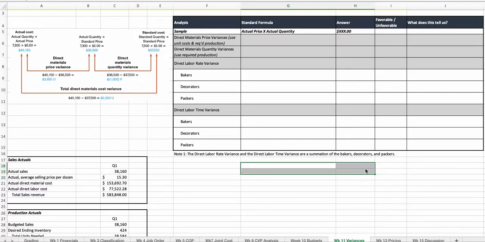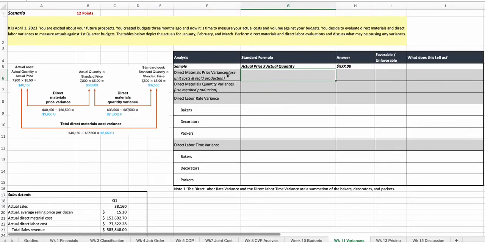All right, let's go ahead and get started. With your direct materials price variance, go ahead and go back to your textbook to see what the formula was for that. While you do that, I'm going to start typing it in. It is the actual price minus your standard price, and we're going to multiply that by our actual quantity.